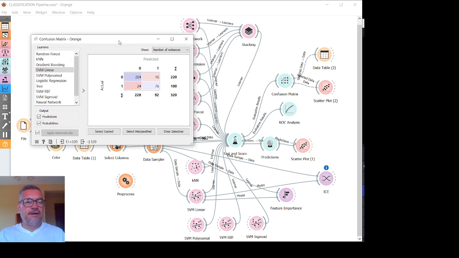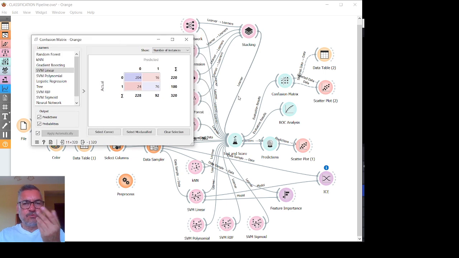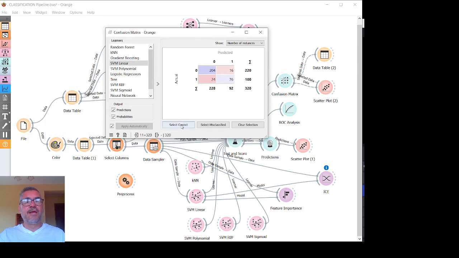Finally, here are some other things that we can do. For example, as you can see here, these have a data table and a scatter plot, but they're connected and do not get data from the confusion matrix. This is why we have the dashed lines and not the continuous line, like all the other connections. It doesn't get any data yet. Now, when I press select correct or select misclassified, then these lines are going to get data and they're going to be continuous lines.